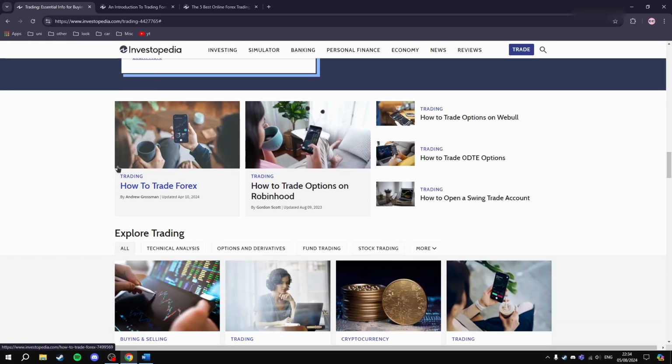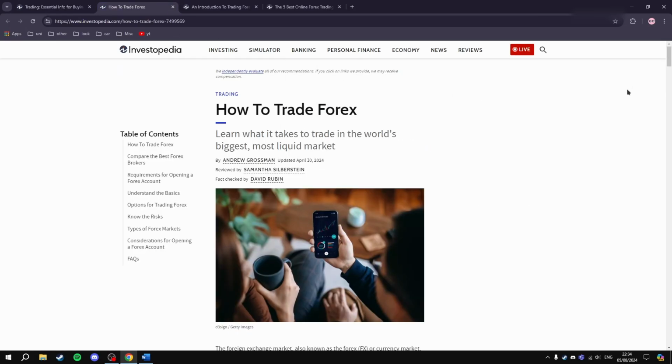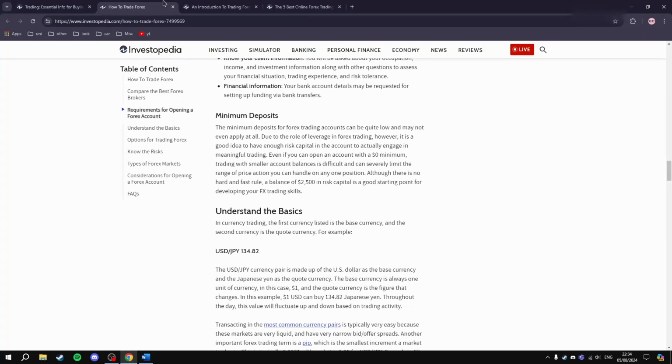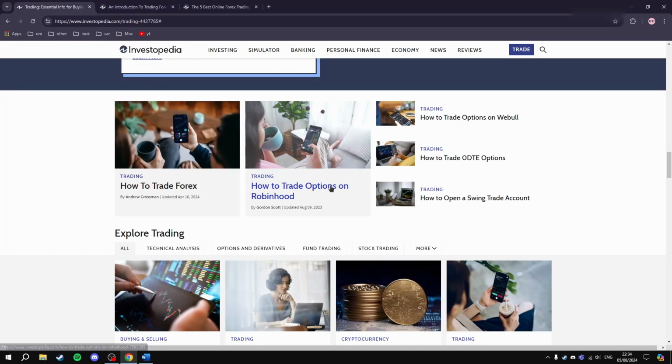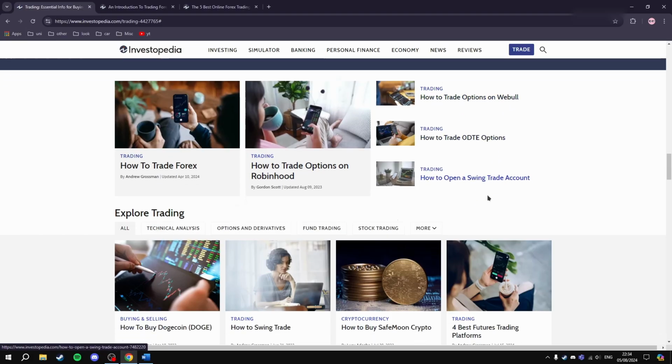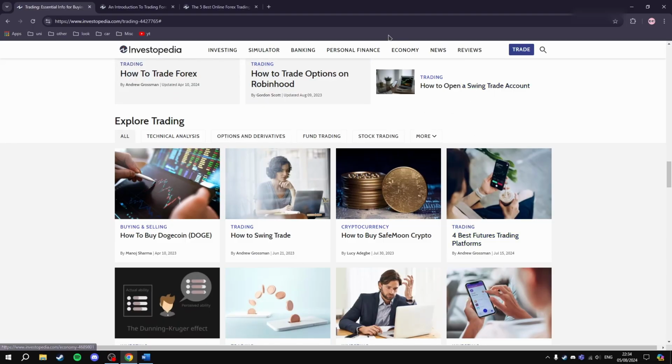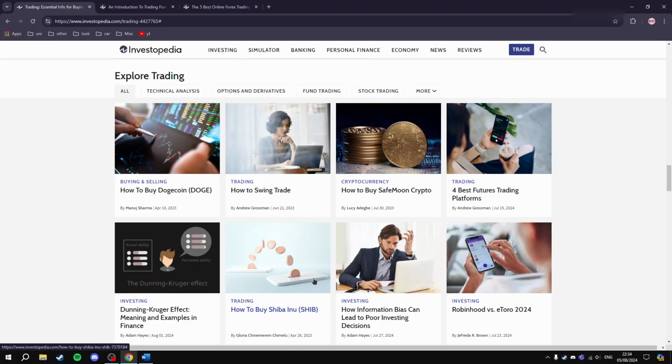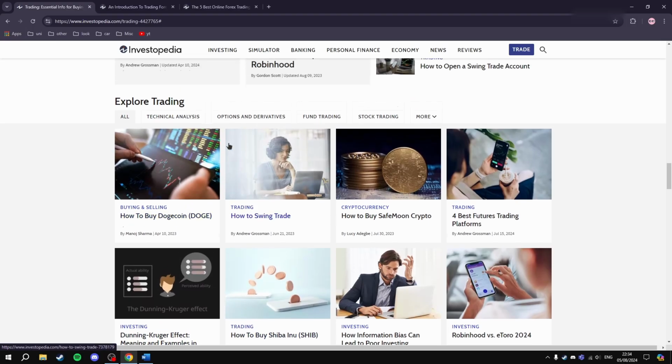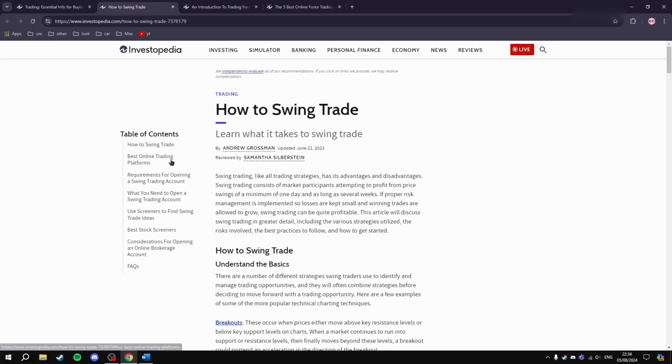Trading, how to trade Forex. I think we've done this one. This looks very familiar, yep, done this one. How to trade options on Robinhood. How to trade options on Webull. How to trade 0DTE options. How to open a swing trade account. Okay, so explore trading, see all. How to buy Dogecoin. How to swing trade. Yeah, it's kind of relevant.